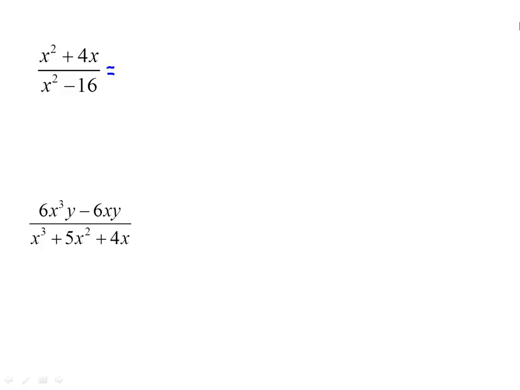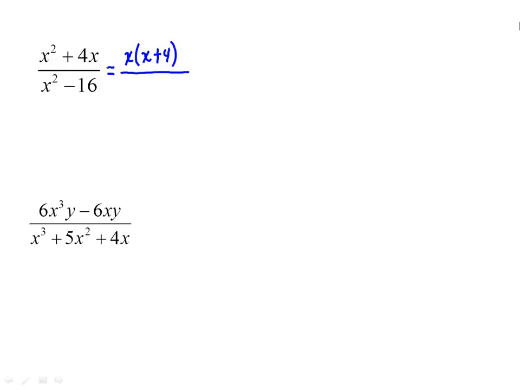What's the first thing you always look for in factoring? Greatest common factor. Is there anything in common here? There's an x. So let's take the x out first. So if we take an x out, we have 1 left over plus 4. So you get x times x plus 4.